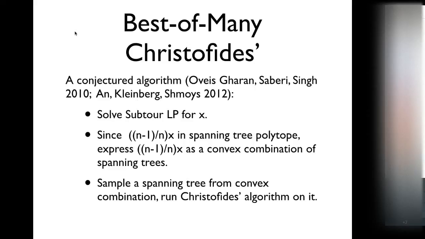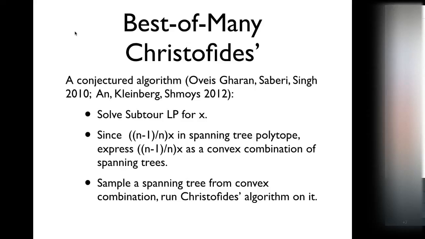One of the threads that came out of some of this recent work on the traveling salesman problem is a conjectured algorithm that might have better performance than Christofides. So it might give us a way to resolve something about this conjecture and come up with a better bound on the integrality gap for the Subtour LP. So here's an algorithm. It's come to be called best of many Christofides. The ideas for it were in this paper by Weiss-Garan et al., and then made really explicit in this paper by An, Kleinberg, and Schmoyes. I'll say more about that in just a second.